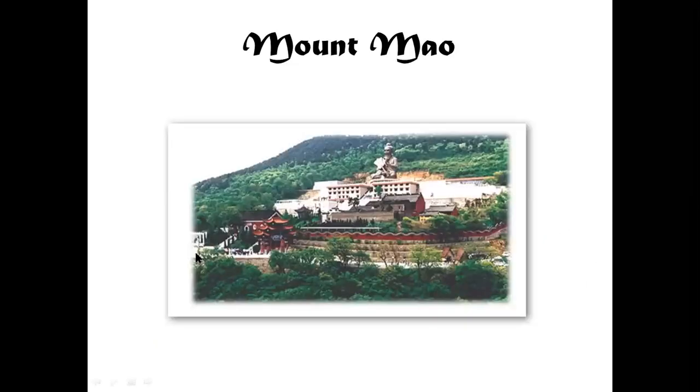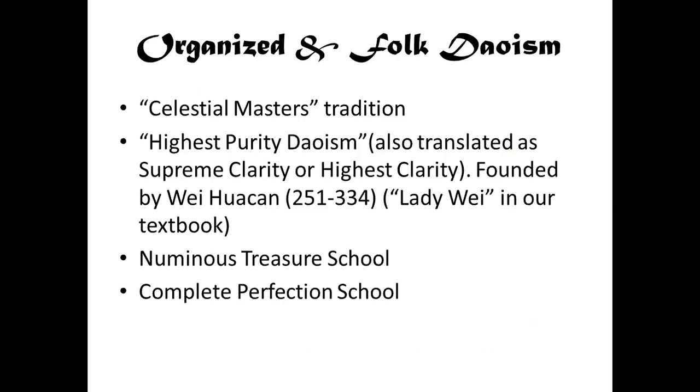Now the Numinous Treasure School is another school mentioned in your textbook. They don't say much about it, but it's 4th century, so the 300s, and it assimilates elements of Buddhism, and it was succeeded in the 12th century by the Complete Perfection School. This is probably why they didn't say much about the Numinous Treasure, because it just turns into a different school, which continues to this day.